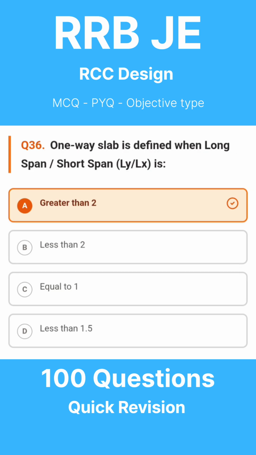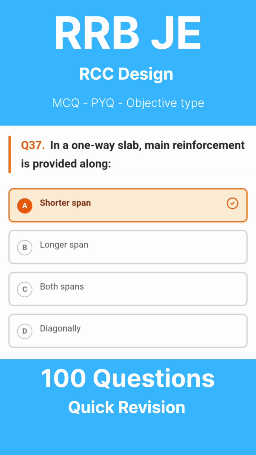Question 36. One-way slab is defined when long span divided by short span, Ly divided by Lx, is. The correct answer is greater than 2. Question 37. In a one-way slab, main reinforcement is provided along. The correct answer is shorter span.